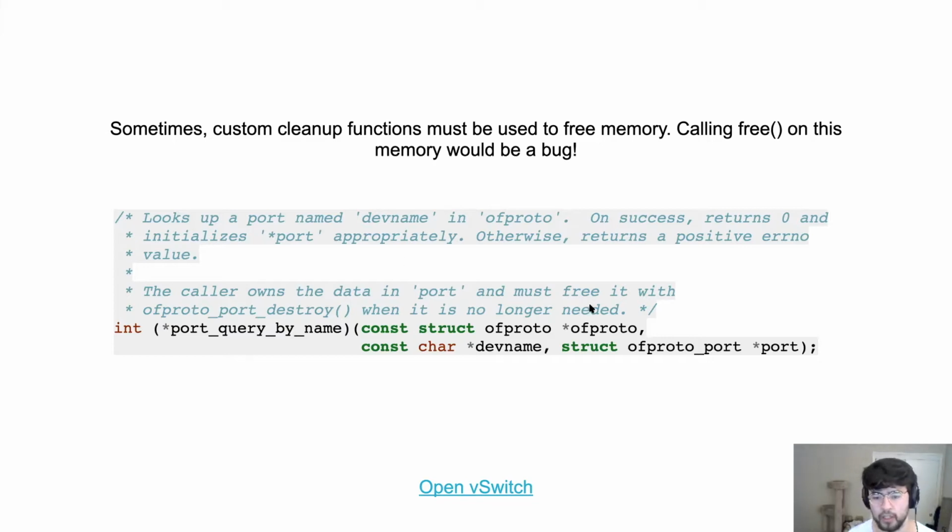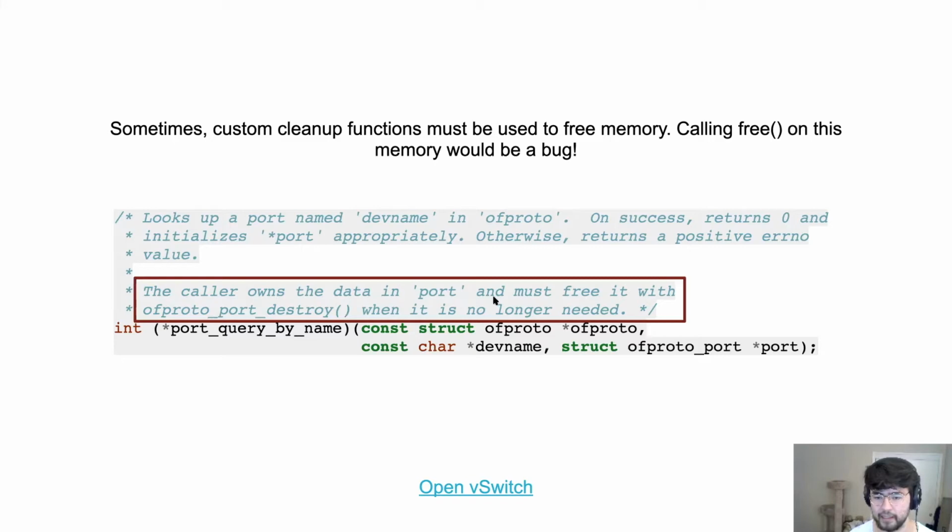And so it says the caller owns the data in port. That means the caller is responsible for freeing this memory. But if you call free on it, that's not right. You actually need to free it using this custom function when it's no longer needed, which goes through a series of pointers and frees a bunch of different information. If you were to call free here, that would cause a memory leak, because you would only be freeing only one of the structs, and it might point to other pieces of memory that also need to be freed.